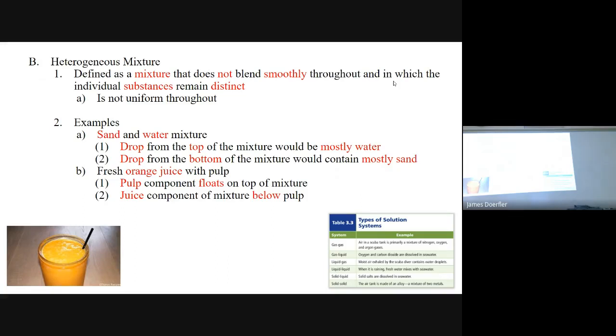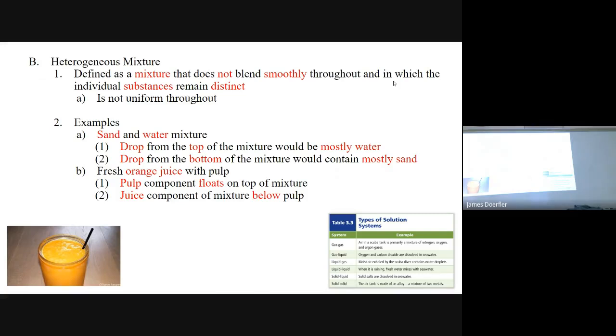Let's look at the sand and water mixture. If you were to have a glass of sand and water, try as you might to stir it up, that sand is still not going to dissolve. And so typically it'll settle out towards the bottom. If you were to take a drop from the top of that sandy water mixture, that drop would contain mostly, if not all, water. But if you were to remove a drop from the bottom of that cup of sandy water, that drop is going to contain mostly sand. So the ratio of components of that mixture is not going to be the same throughout.